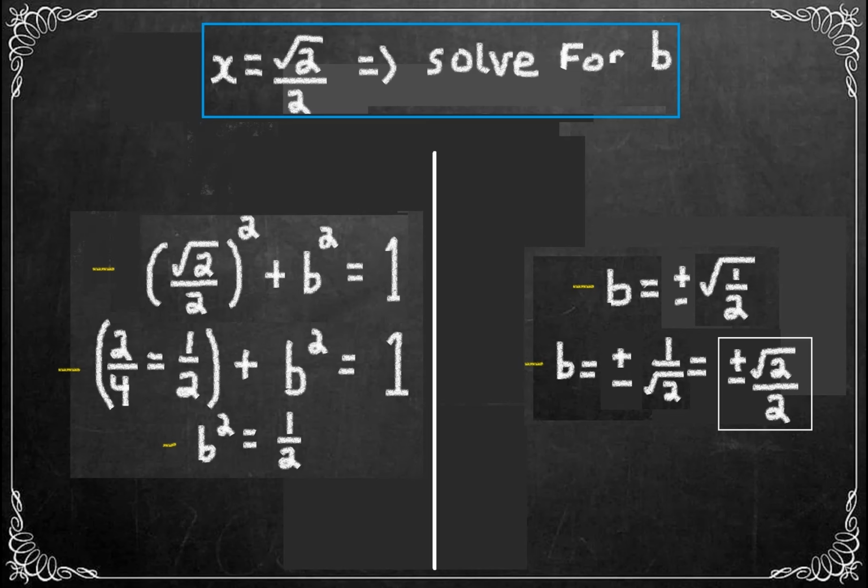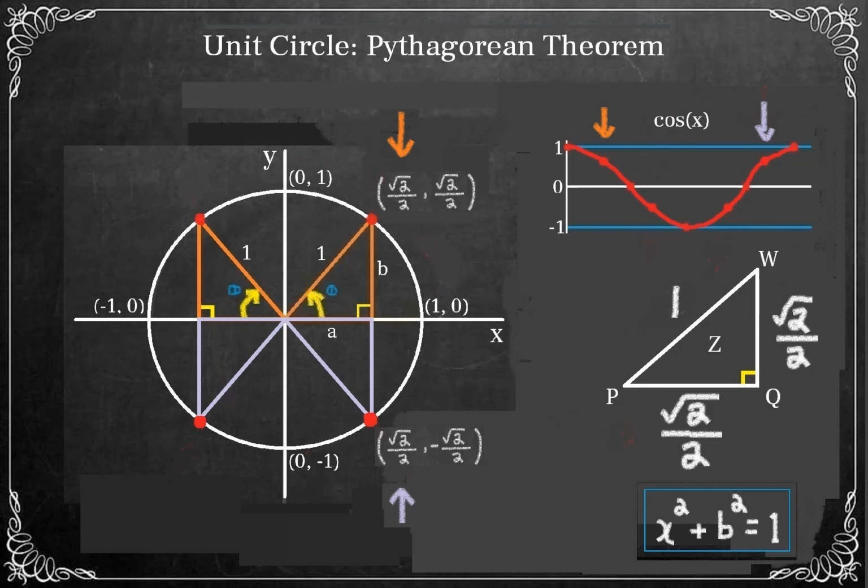Subtract 1/2 from both sides to get b squared equals 1/2. Square root both sides. B equals plus or minus square root 1/2. Apply the square root, then rationalize. We get, as expected, b equals plus or minus square root 2 over 2. Nice. Notice the orange arrow on the unit circle and its reflection, the lavender arrow, which is the pair cos and sine theta.